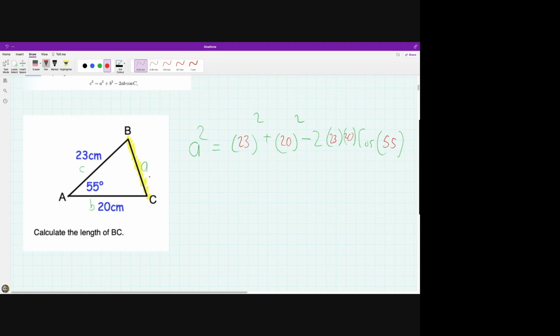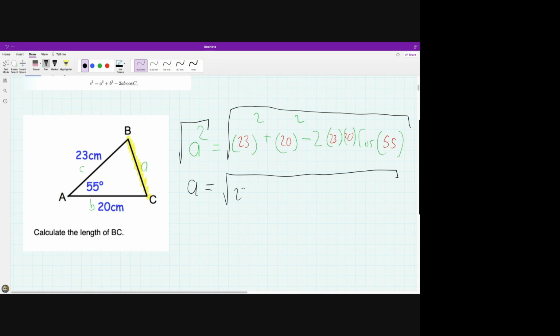Now, to figure out what a is, the problem is I have an a squared. So I need to square root both sides, in which case I get a is equal to the square root of 23 squared plus 20 squared minus 2 times 23 times 20 times the cos of 55. I want you to put that in your calculator and tell me what you get.